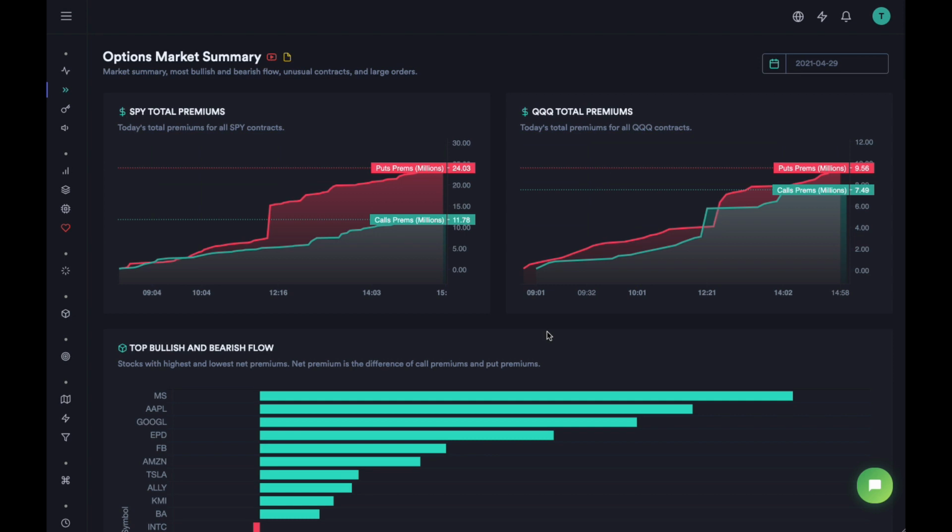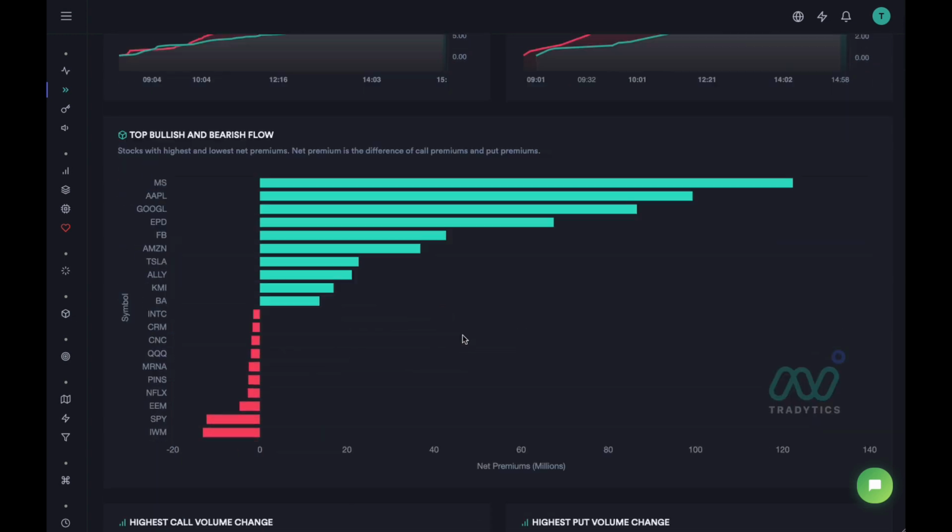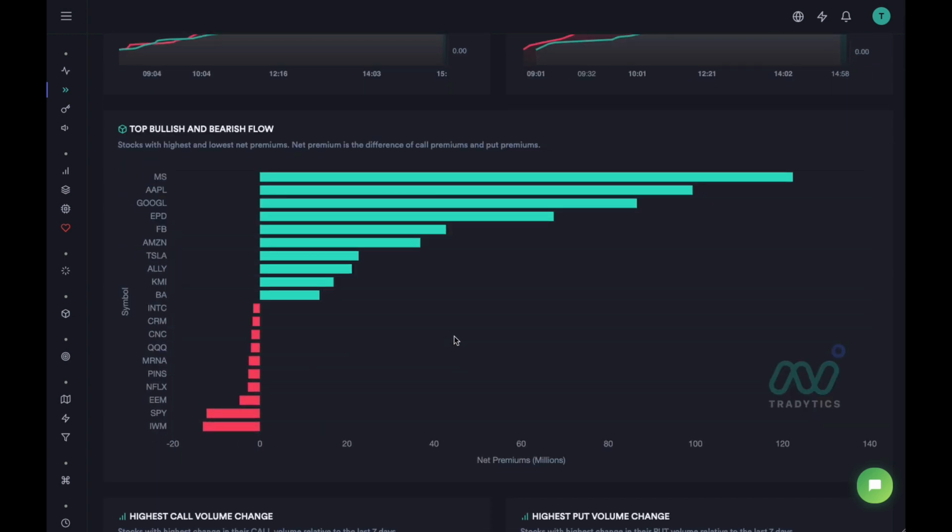If there is a very significant difference between call and put premiums, then that might be something that you want to look into. Next up, we have the top bullish and bearish flow. So this looks at the net premiums for calls and puts. The net premium here would be the call spend minus the put spend, and the difference between their premiums would be the net premium.